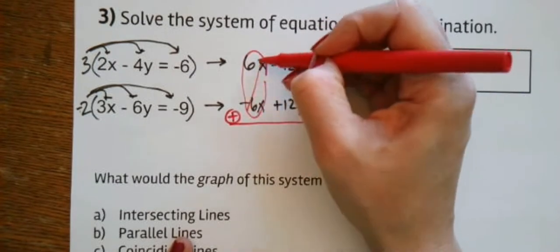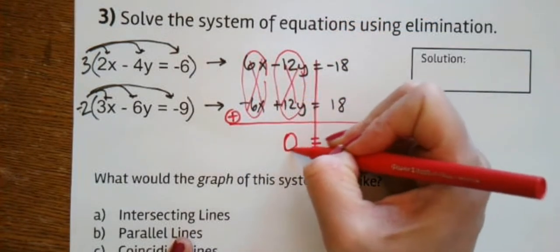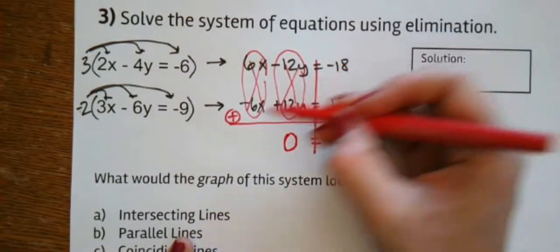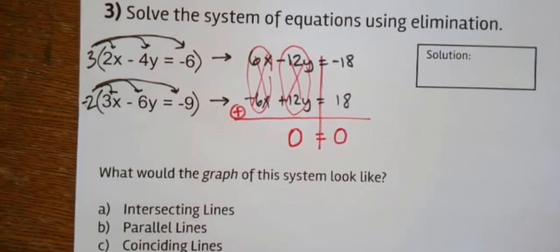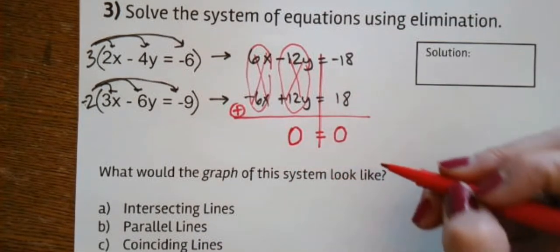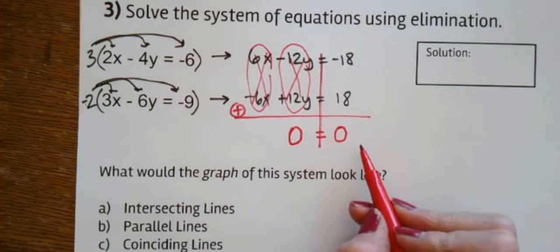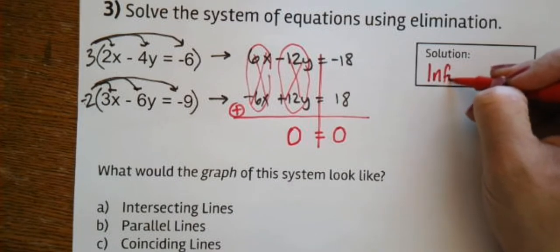These are opposites, they'll cancel. These are opposites. When I add them, they'll cancel, giving me a value of 0 on the left. -18 plus 18, these are also opposites, giving me a value of 0. And I get 0 equals 0. The x and y canceled out, and I have a statement that is true. It's an identity. So what does this mean for the solution? Infinite solutions.